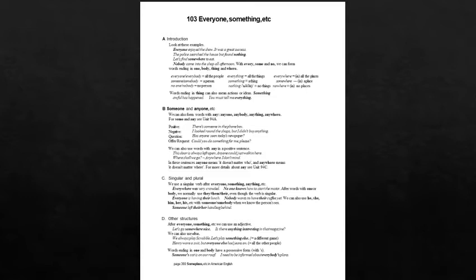The police searched the house but found nothing. Nothing means not a single thing. Let's find somewhere to eat. Somewhere, it can be any place. Nobody came into the shop all afternoon. Nobody means not even a single person. With every, some, and no, we can form words ending in one, body, thing, and where.